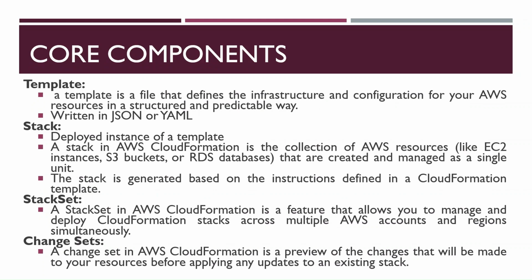Firstly, template. A template is a file that defines the infrastructure and configuration for your AWS resources in a structured and predictable way. Basically, think of it as the blueprint for your AWS resources. It's a file written in JSON or YAML format that describes all the resources, like servers and databases, and the configuration that you want to set up in AWS.